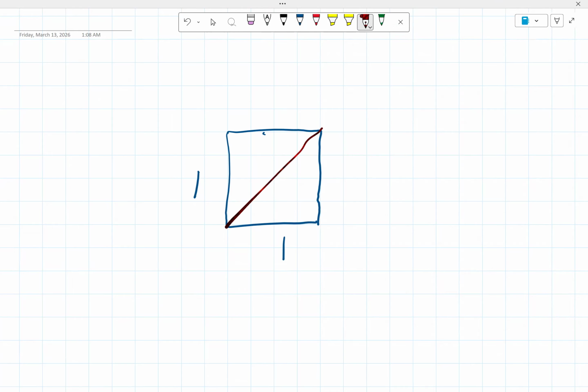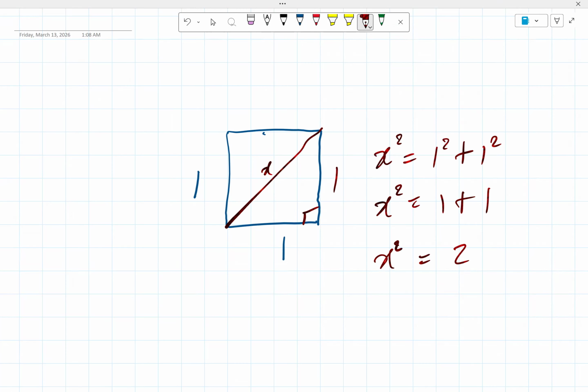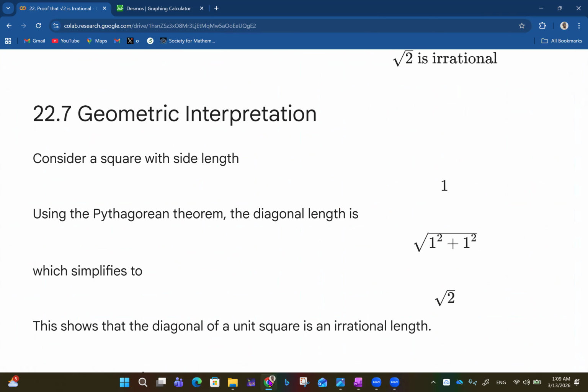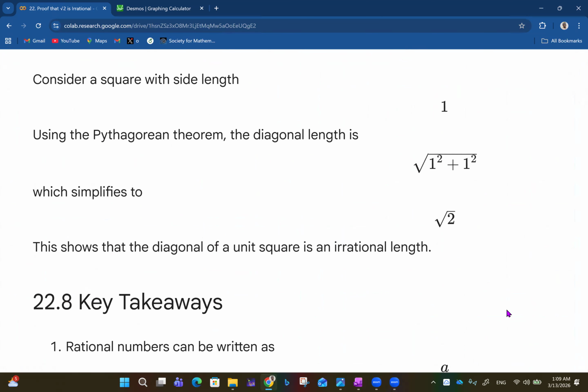So clearly, we say this is x now, because this is also 1. So x squared from Pythagoras theorem is equal to 1 squared plus 1 squared. So x squared is equal to 1 plus 1. So x squared is equal to 2. So take square root of both sides. So x is equal to root 2. So that means the diagonal here is square root of 2. Okay, and that's the geometric interpretation of square root of 2.